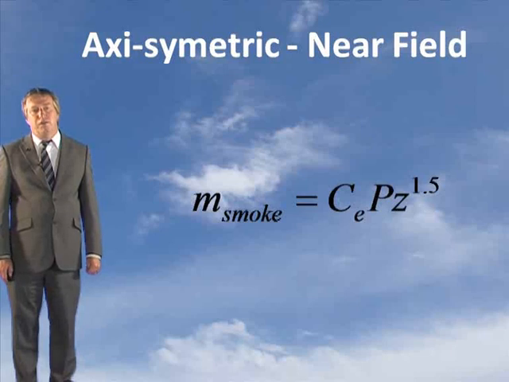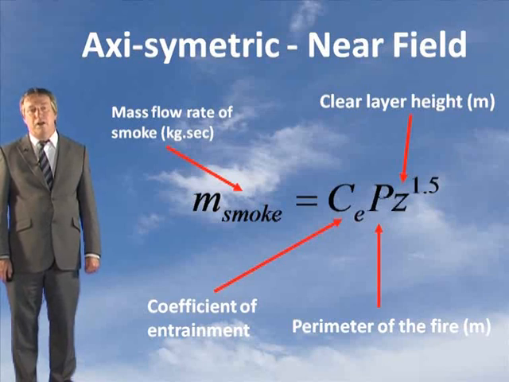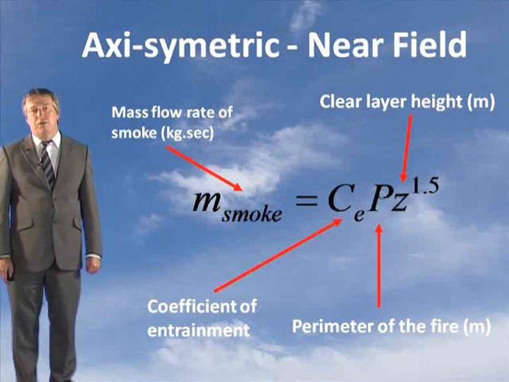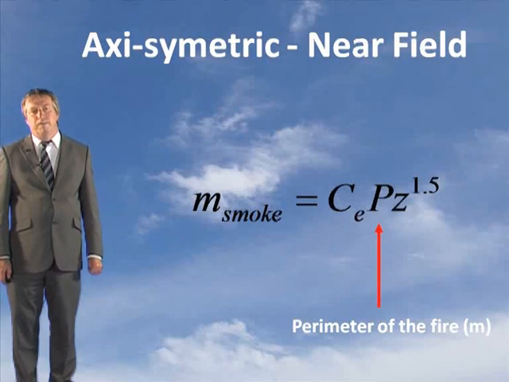Here you can see the near field axisymmetric plume model, where m equals Ce times P times Z raised to the power 1.5. M is the mass flow rate of smoke entering the smoke layer in kilograms per second. Ce is a coefficient of entrainment that varies slightly depending upon the height of rise. P is the perimeter of the source fire, measured in meters, and Z is the clear layer height, again measured in meters. Just returning to P briefly, the perimeter of the fire is assumed to be square or rectangular in virtually all cases. There are a few reasons for this.